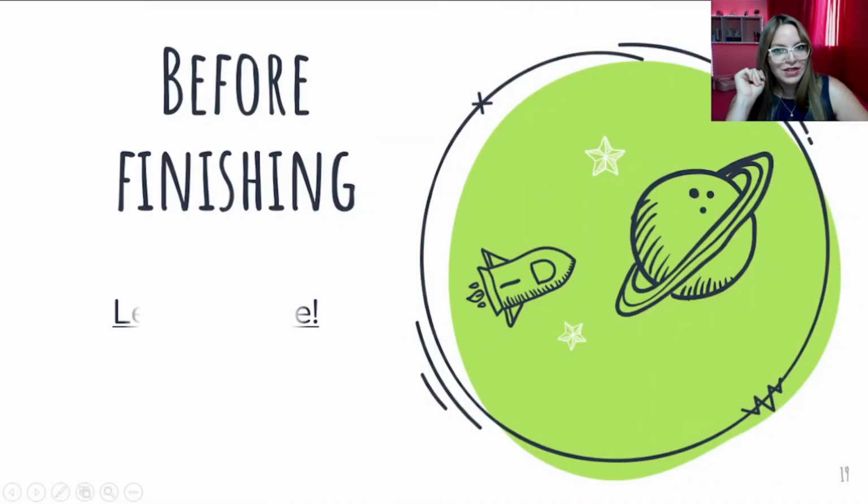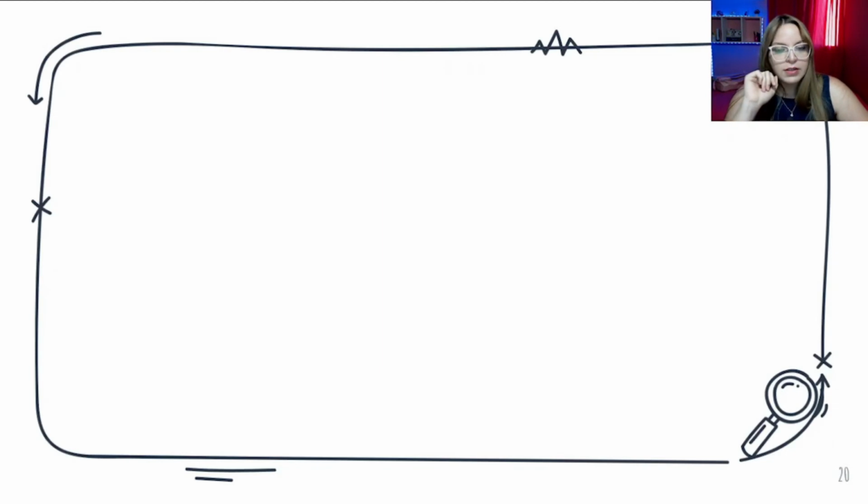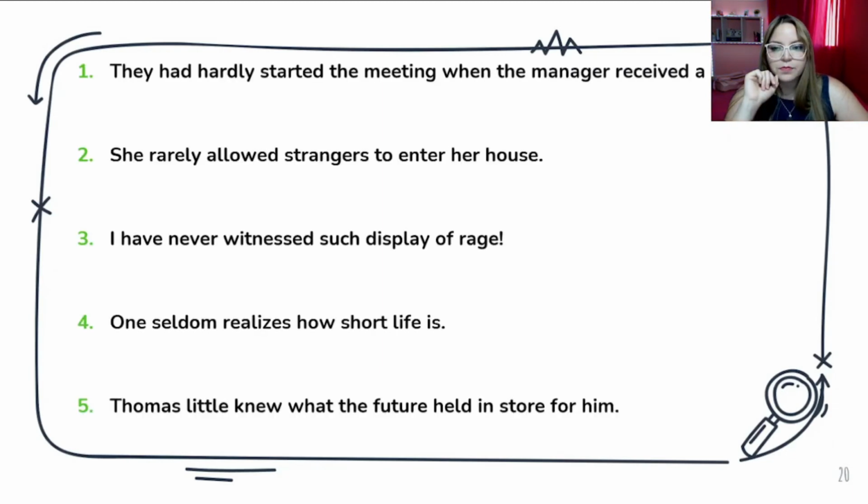Okay, before finishing, let's practice. Rewrite the following sentences using inversion. Let's look at the first 5 sentences. Remember that before we invert a sentence, we should consider the tense in which the sentence is written so as to use the appropriate auxiliary verb. Let's analyze the first one.